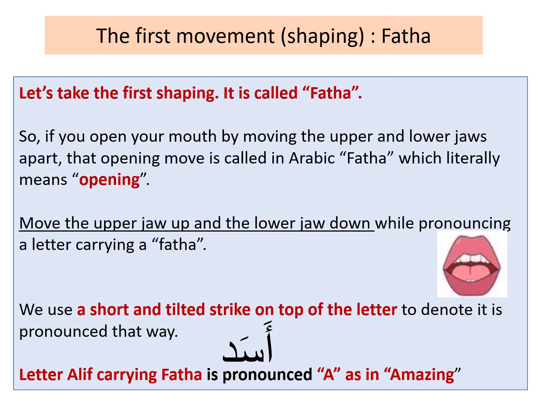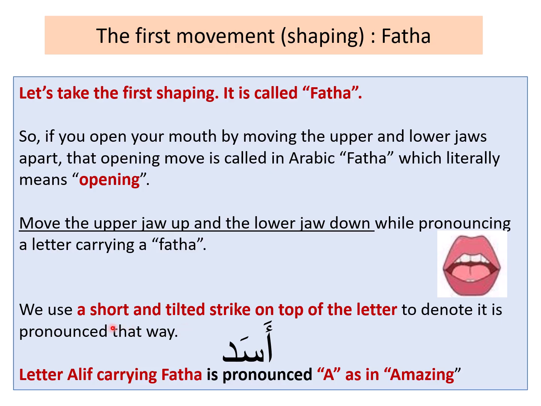Let's take the first shaping. It is called fatha. Fatha literally in Arabic means opening. So we expect to open the mouth. How do we open it? Move the upper jaw a little up and the lower jaw down significantly while producing a letter carrying a fatha. For example, letter Alif carrying a fatha is pronounced A. You open the mouth when producing the sound.